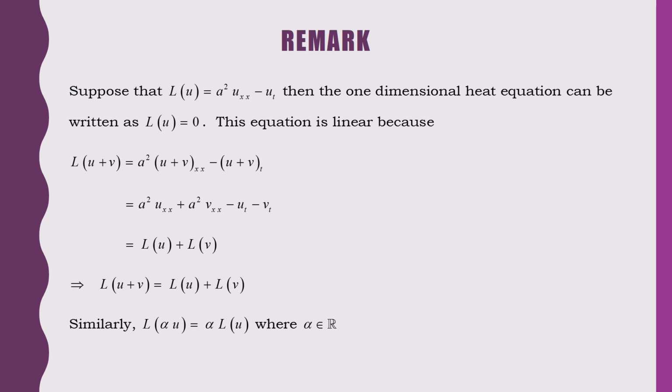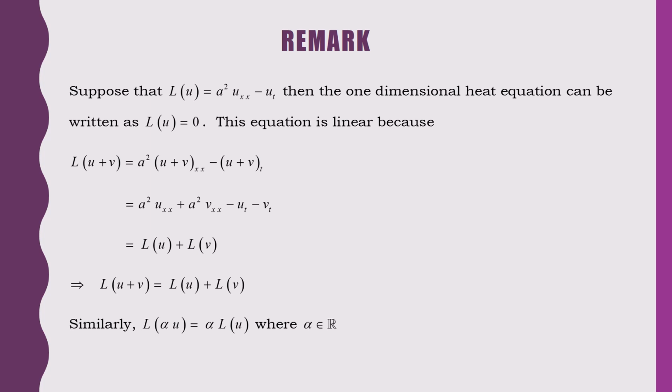Let's take L(u) = a² u_xx − u_t. Here u_xx = ∂²u/∂x², u_t = ∂u/∂t. Then this one-dimensional heat equation can be written as L(u) = 0. So this is a homogeneous second order linear PDE.